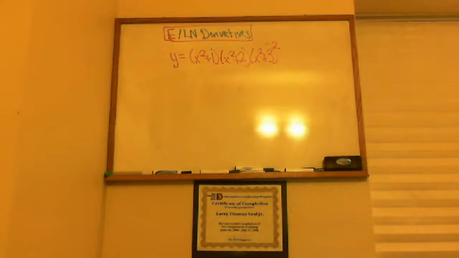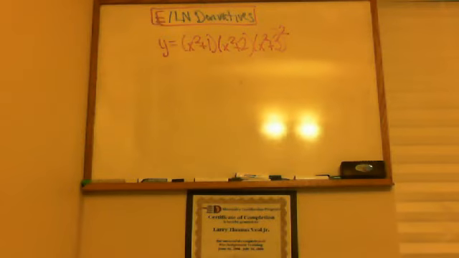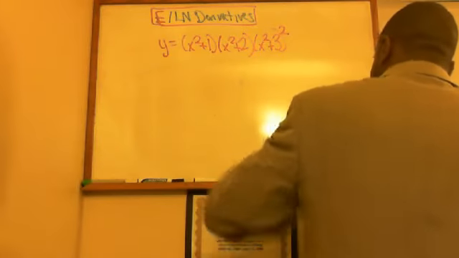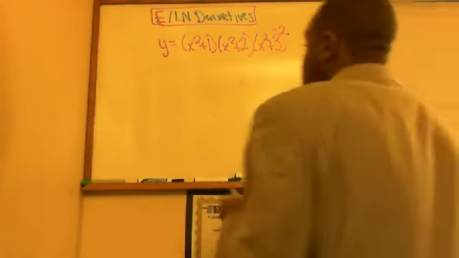If you need me to zoom in, I'm about to zoom in on the problem for you so you can get it. Okay, e in natural log derivatives: x squared plus 1 times x squared plus 2 times x squared plus 3 squared.